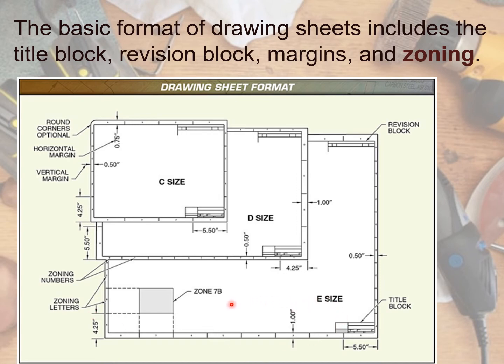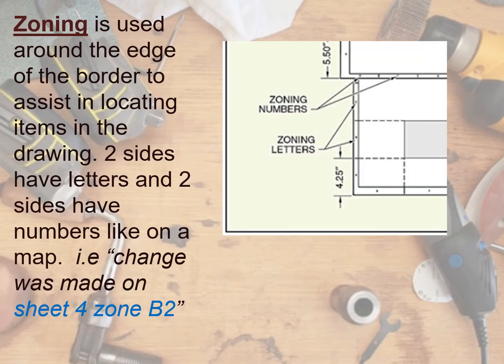So in the revision block, let's say there was a change right here. They might say that revision C is found on sheet 3, zone, let's say this is AB, zone B1, B2. So change 3 was made on this sheet in zone 2B. And it's just a way to help you navigate your drawings.